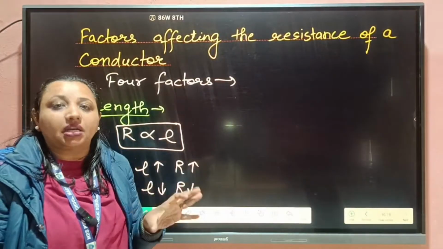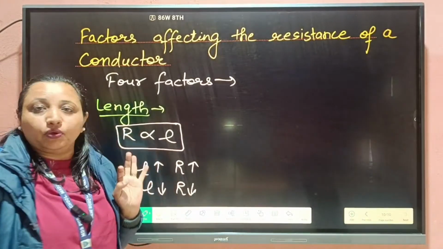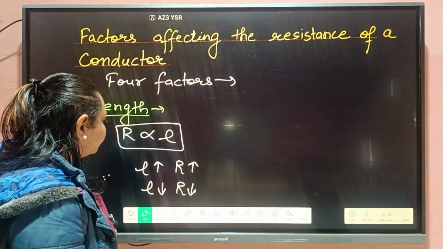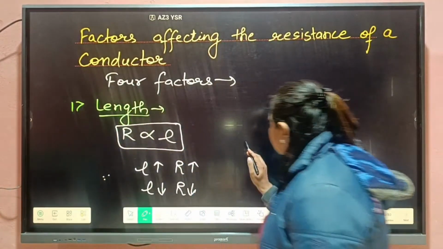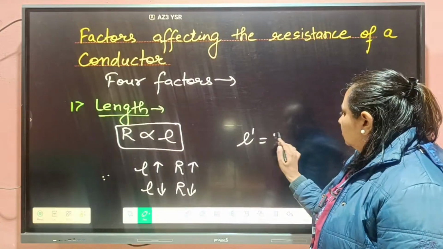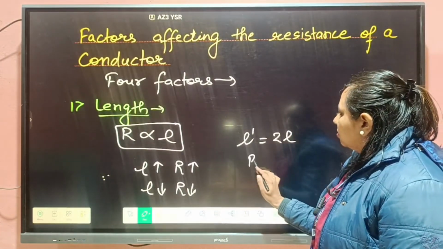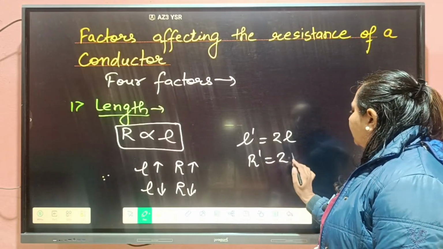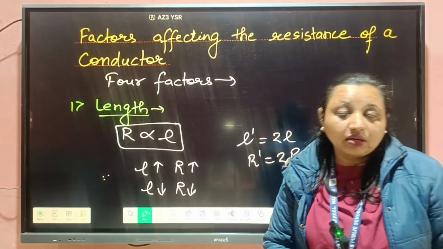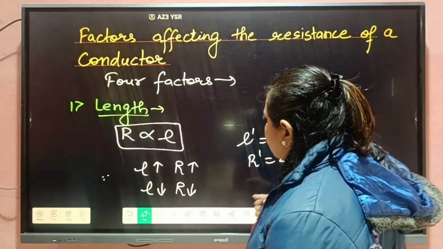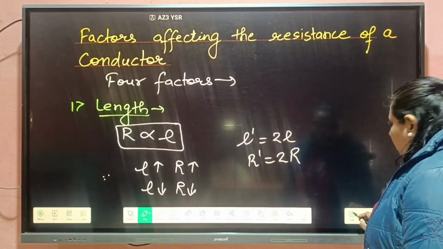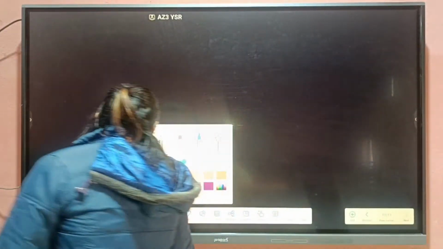सिर्फ length की हम बात कर रहे हैं. So it is directly proportional to L. अगर हम length को twice कर देते हैं, then resistance is also 2 times the original resistance. अगर हम half कर देते हैं तो resistance is also get half. Right? So this is the first factor.